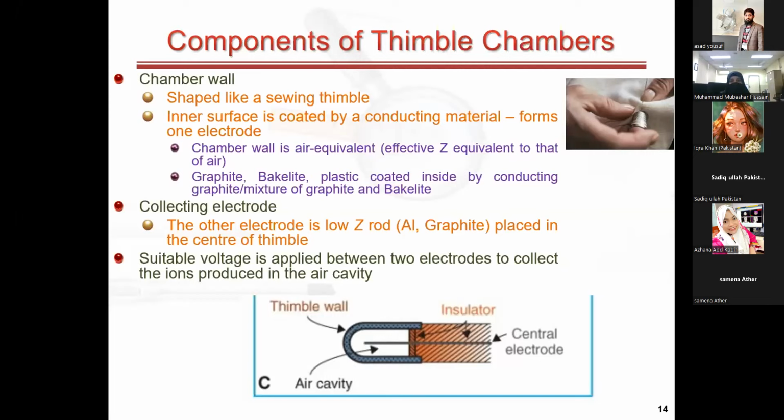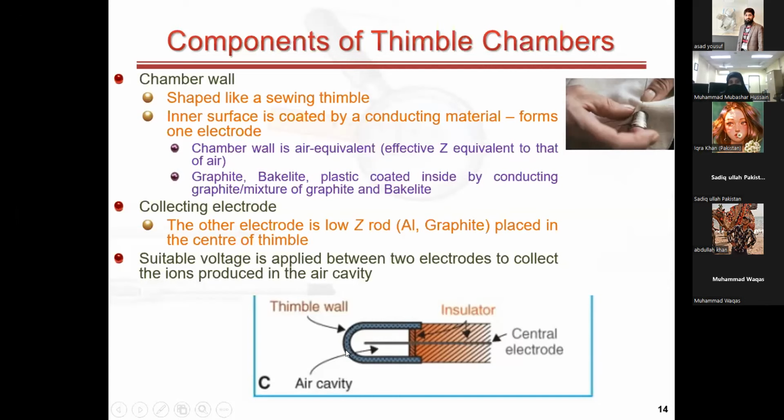And there could be some other materials too to construct the wall of this thimble chamber. For example, bakelite, that is a type of polymer. Again, its effective Z is equal to air. And also there could be some other polymers. All these materials can be used to construct the wall of this thimble chamber.